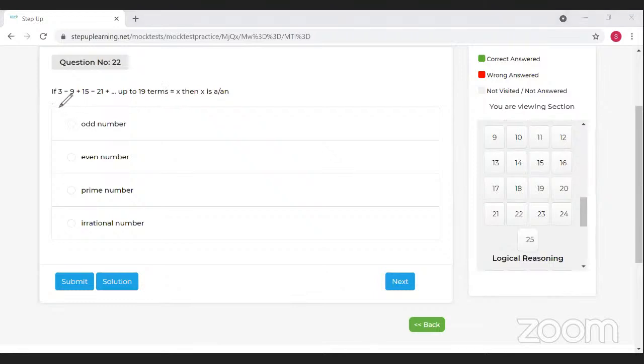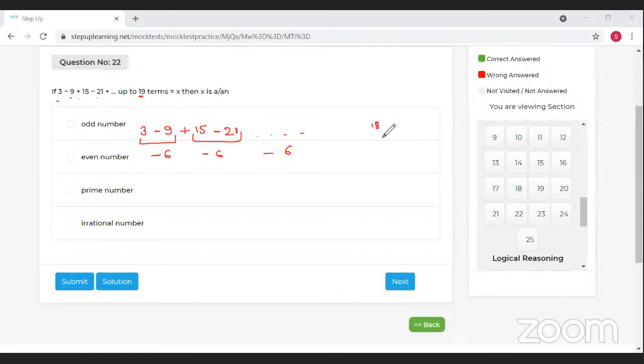Okay, how about this? 3 minus 9 plus 15 minus 21, so up to 19 terms. Let's see what is happening here. 3 minus 9 is minus 6. 15 minus 21 will also be minus 6. So the set of such numbers will be minus 6, minus 6, minus 6.